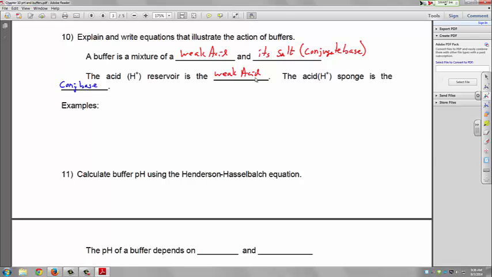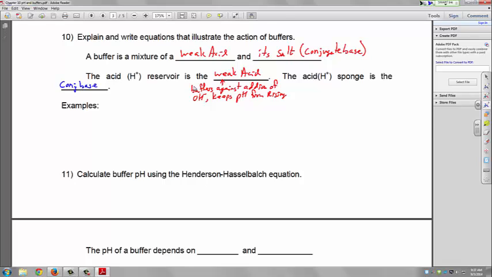The weak acid here, the hydrogen ion reservoir, is used to buffer against a rise in pH from the addition of hydroxide ions. So the weak acid buffers against addition of hydroxide ions. So it keeps pH from rising. Right, what do acids do? Acids lower pH, so that's what that does. It keeps pH from going up.